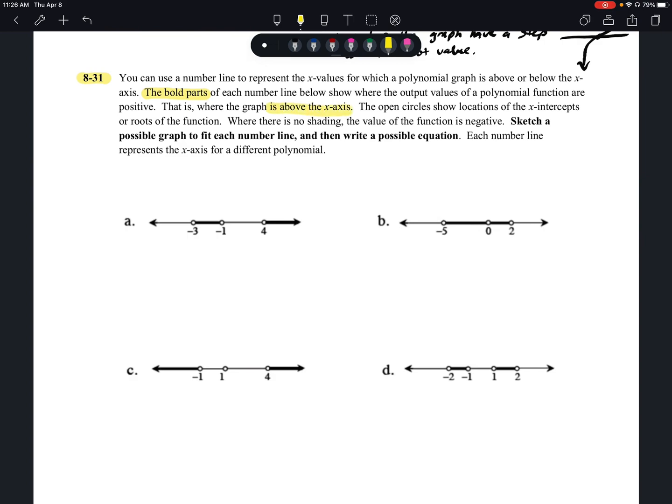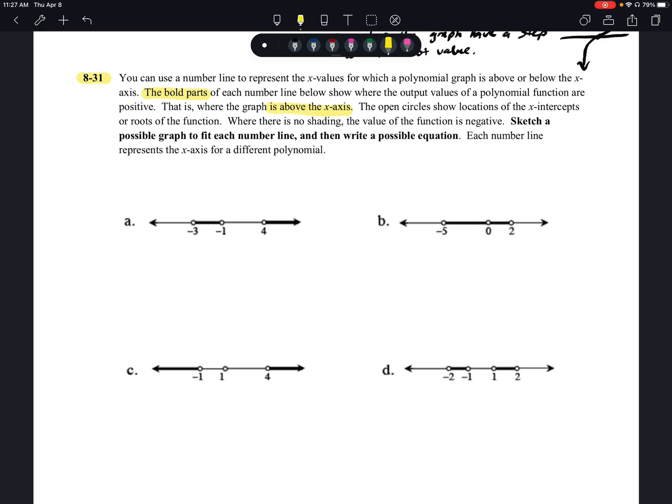The open circles show locations of the x-intercepts, or roots of the function. Where there is no shading, the value of the function is negative, or below the x-axis. So sketch a possible graph to fit each number line, and then write a possible equation. Each number line represents the x-axis for a different polynomial.